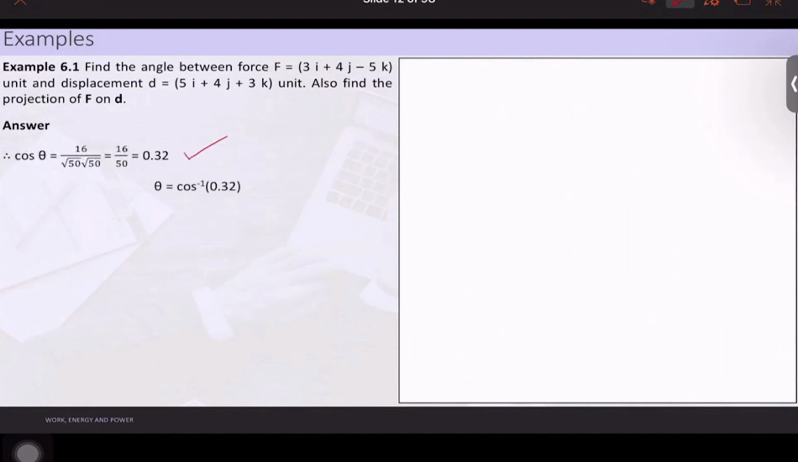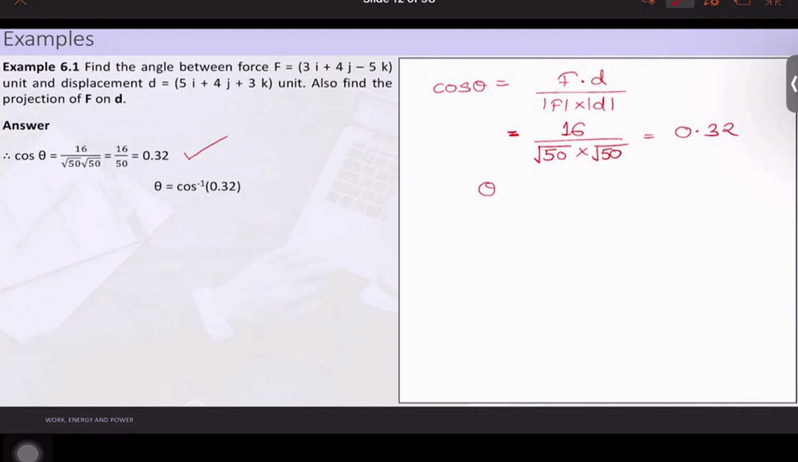Therefore what we got is that cos theta is nothing but equal to F dot D upon magnitude of F into magnitude of D. We calculated F dot D as equal to 16, upon what is magnitude of F? It is under root 50. What is magnitude of D? It is under root 50, which is equal to 0.32 when calculated, and hence we got the value of theta as nothing but equal to cos inverse 0.32. Okay.